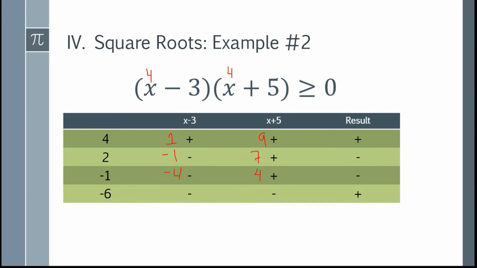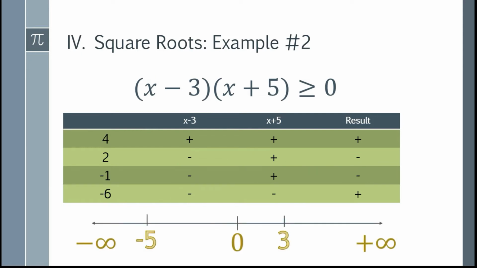Now, last one: negative 6. Negative 6 minus 3 is negative 9, and negative 6 plus 5 is negative 1. So negative times negative is positive. You have to watch out for the negative, because we don't want to have negative here.